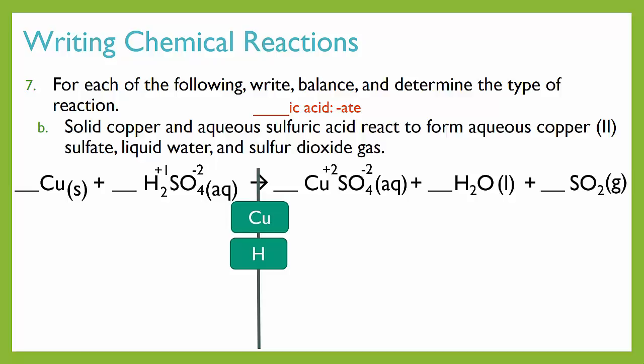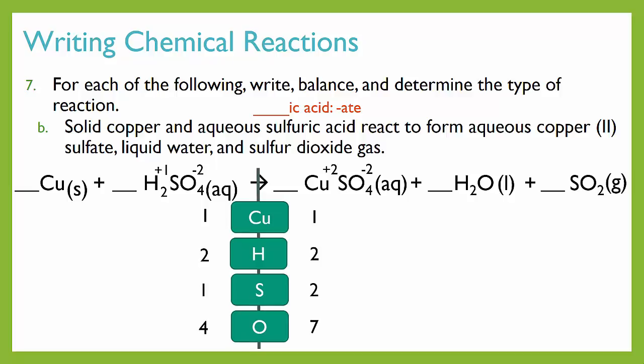So I do have sulfate on both sides, but sulfur appears in more than one place. So I'm just going to treat them separately and look at sulfur and oxygen as if they were separate elements. So 1 copper, 2 hydrogens, 1 sulfur, 4 oxygens. On the other side, I've got 1 copper, 2 hydrogens, 2 sulfurs. Careful, it's in 2 places. And 7 oxygens. So oxygen is actually in 3 places. There's 4 from the sulfate, 1 in the water, and 2 in the sulfur dioxide. So that's a total of 7.